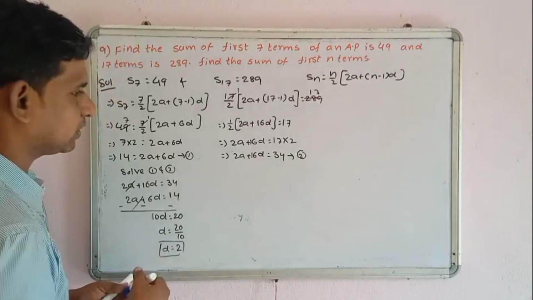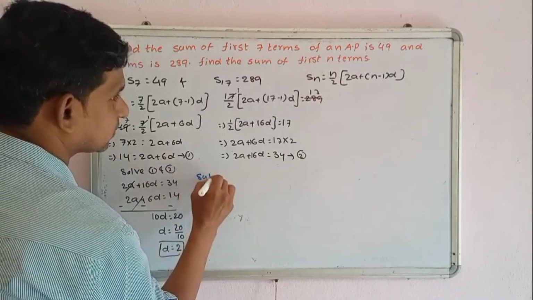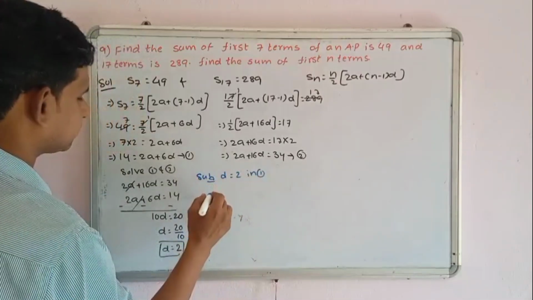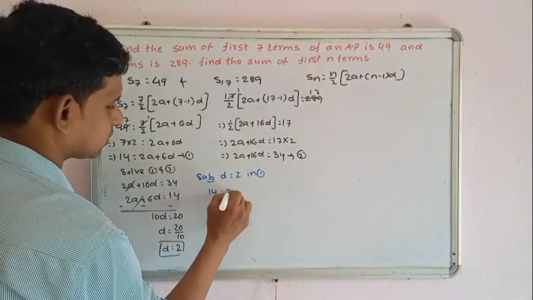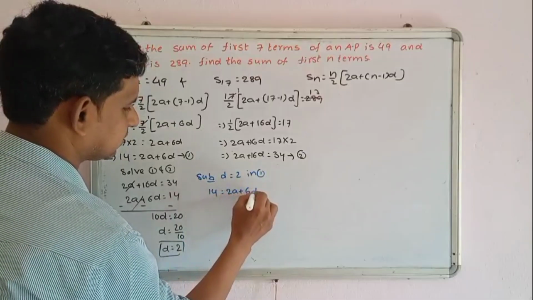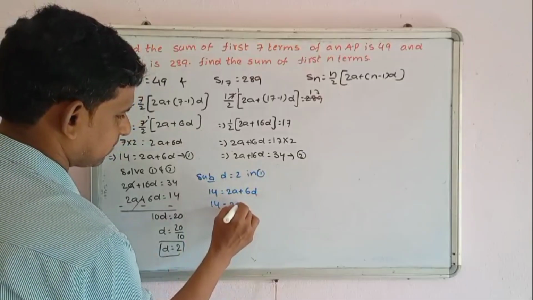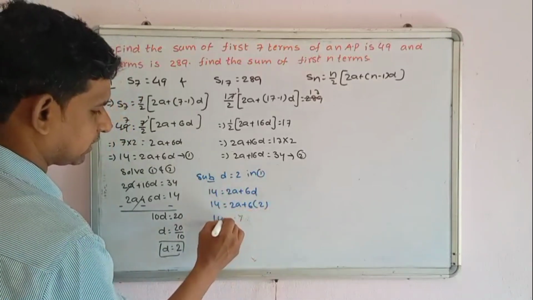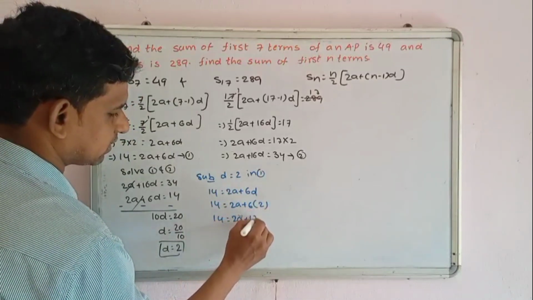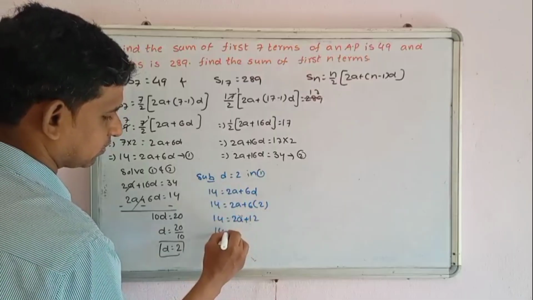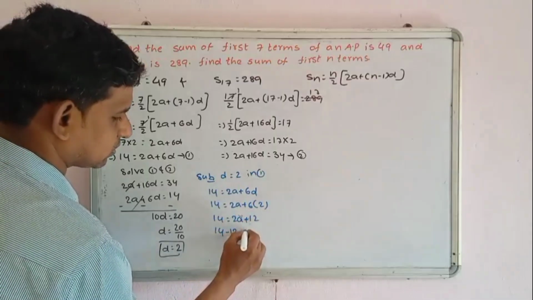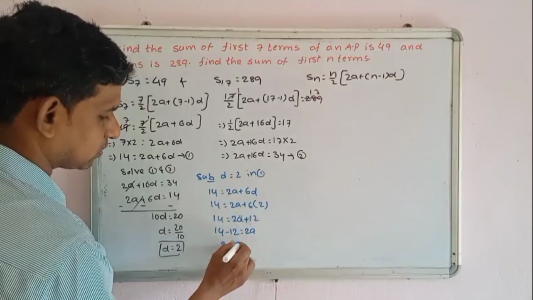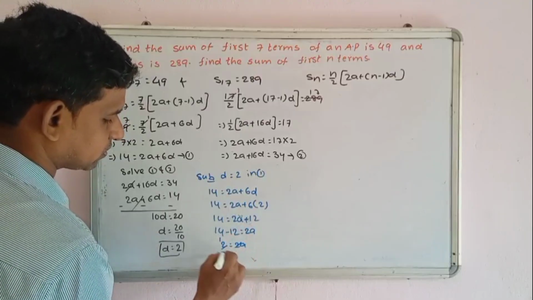Substitute d equals 2 in 1 or 2. What is 1? 14 equals 2a plus 6d. So 14 equals 2a plus 6, d value 2. So 14 equals 2a plus 6 times 2 is 12. 12 transpose to the left side, 14 minus 12 equals 2a. So 2 equals 2a. 14 minus 12 is 2. So 2, how many times? 1 time. Therefore a equals 1.